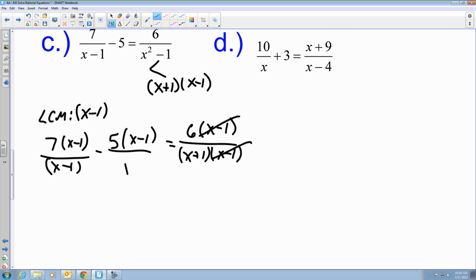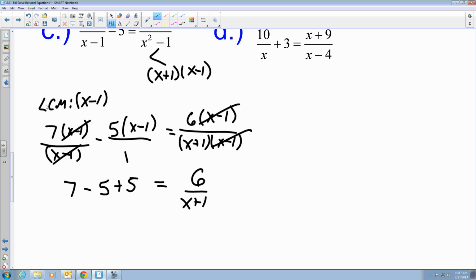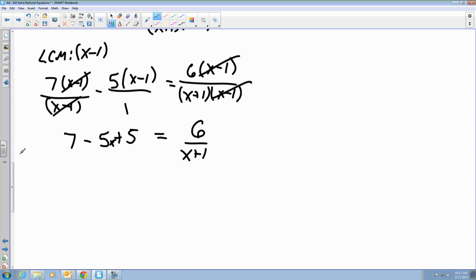Cancel this one, cancel this one, cancel this one, cancel this one, so I'm left with 7 minus 5 plus 5, and I just distributed it, and then it equals 6 over x plus 1. This is an x right here. So now if I combine like terms, I get 12 minus 5x divided by 1, which equals 6 over x plus 1.